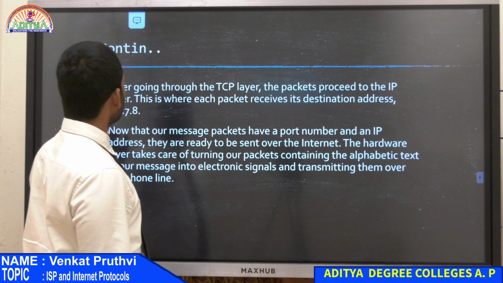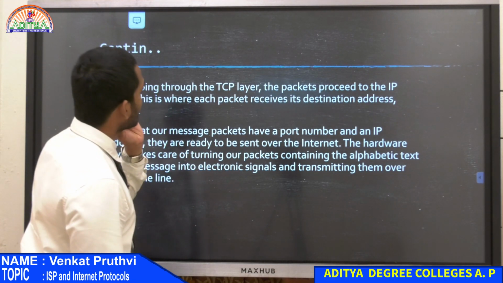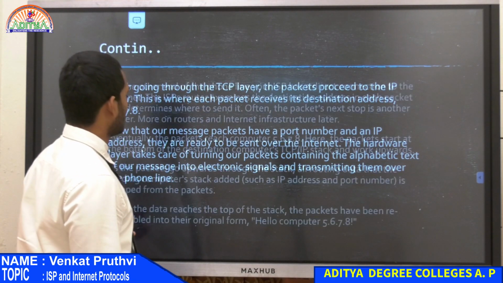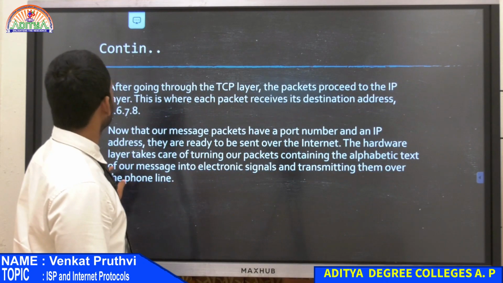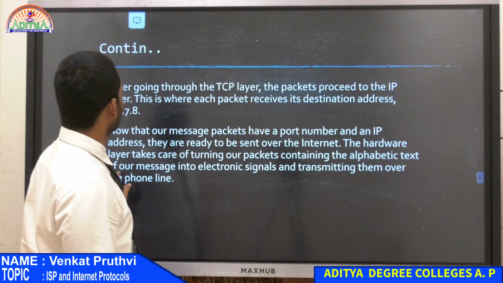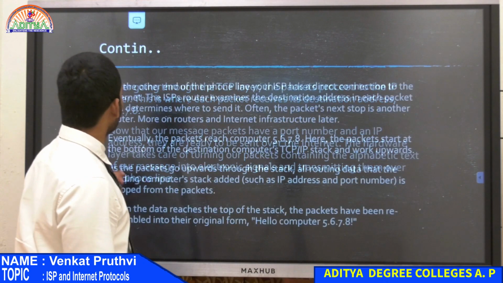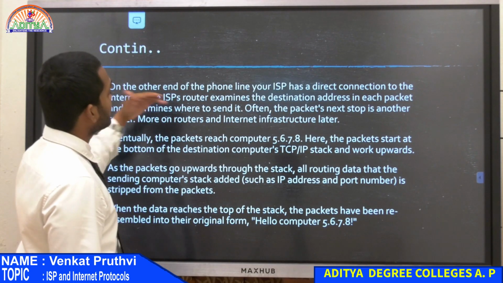And then we all saw this, right? And then after going through the TCP layer, okay, this is all done. Okay, and then what happens on the other end of the phone line?